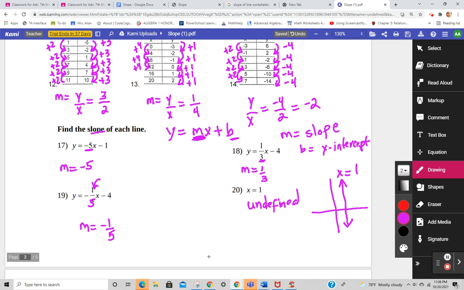All right, and this concludes this lesson on finding the slope given a graph, given a table, or an equation, finding the slope of the line.